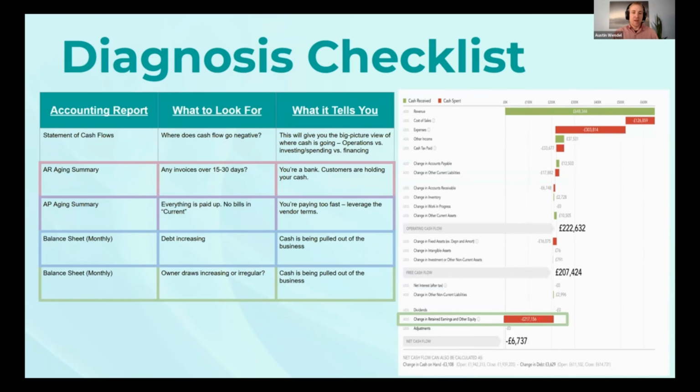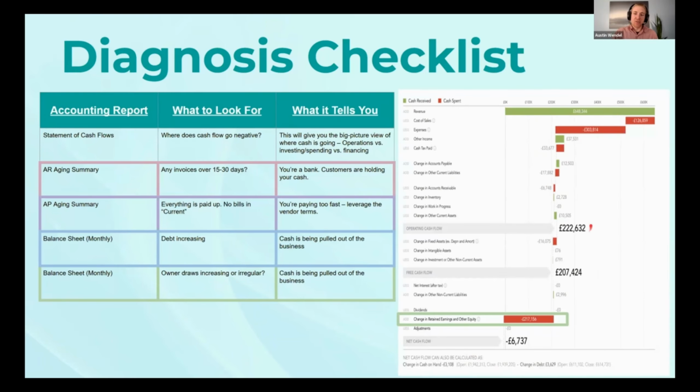And what you're looking for is owner draws to be increasing or irregular. So if you don't have a plan set up for when you're withdrawing your owner's draws, the months that you do a huge withdrawal or the months that you're irregularly paying yourself, that can hurt your cash flow. So like in this example here, everything looks pretty good, right?